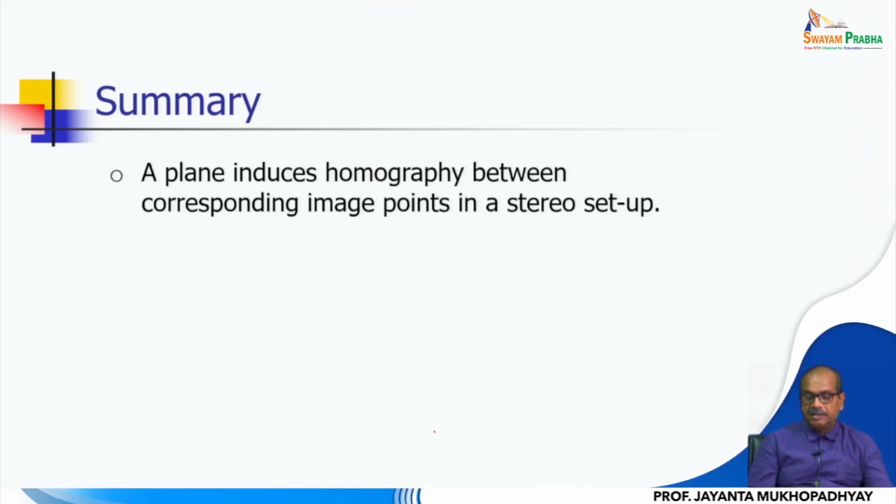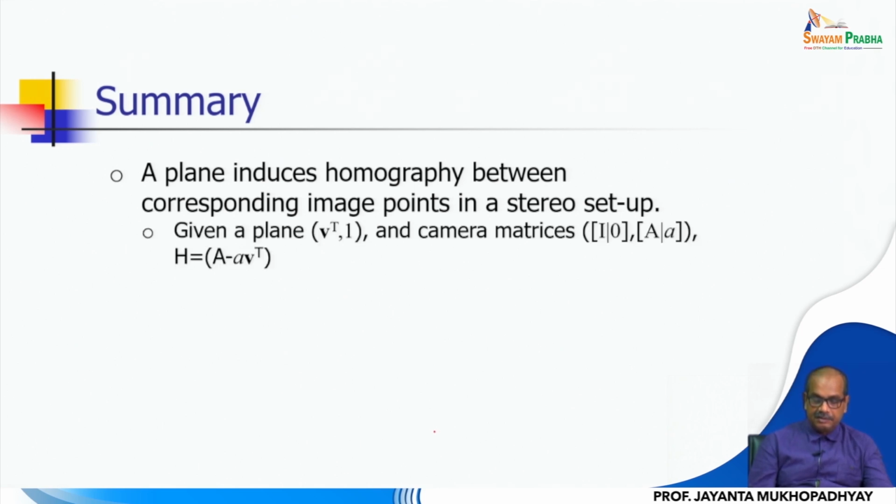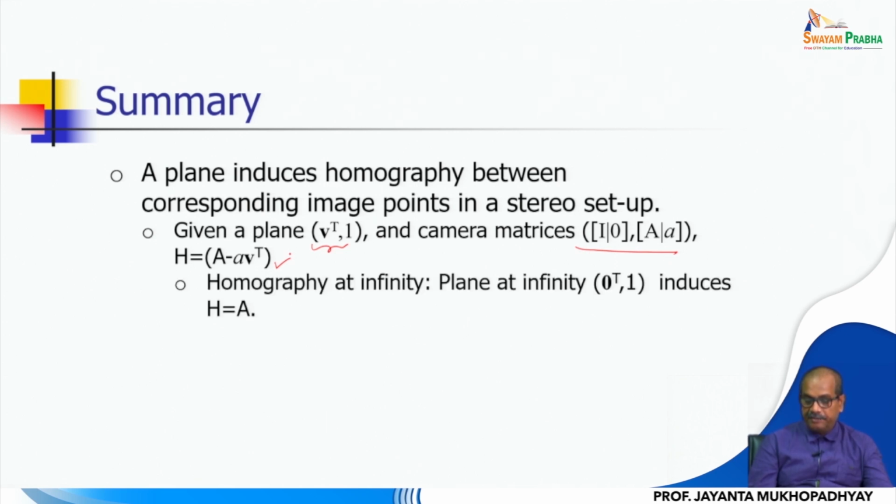A plane induces a homography between corresponding image points in a stereo setup. So, this is the result. If I denote a plane in this form, v transpose 1 in row vector form, then the camera matrix is this, and this is the homography it induces. The homography at the plane at infinity gives H equal to A. So, we can see it as a special case.